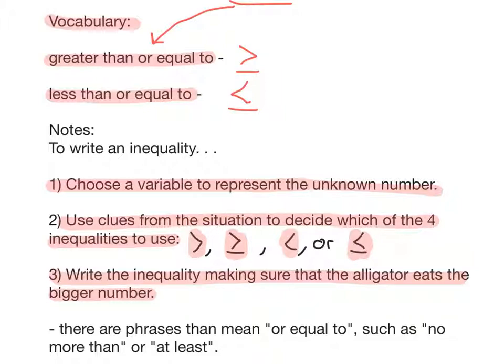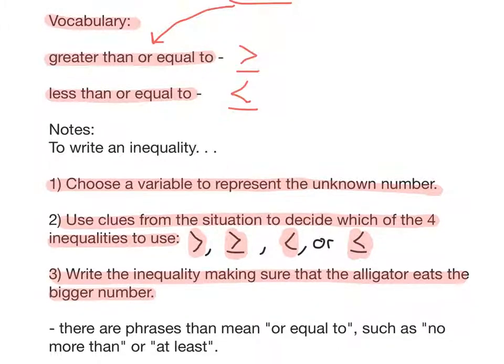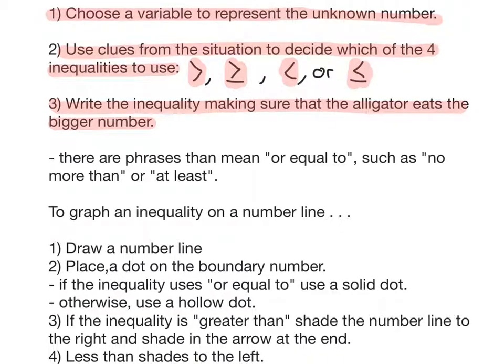Okay, so we have to be able to write an inequality, and the clues that you're going to use for the or equal to symbols are no more than, or at least. If I have no more than $20 in the bank, that means I'm using less than or equal to. If I say I have at least $50, that means I have greater than or equal to $50, because I could have 50 or I could have more. If I have no more than $20 in the bank, I could have $20 or I could have less.